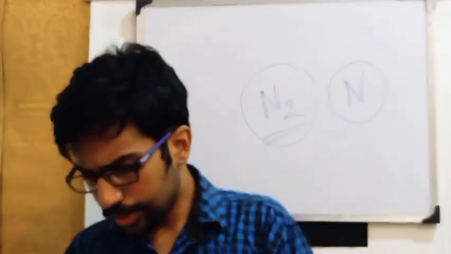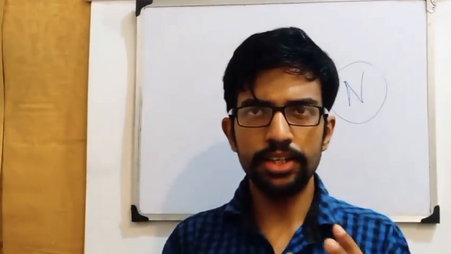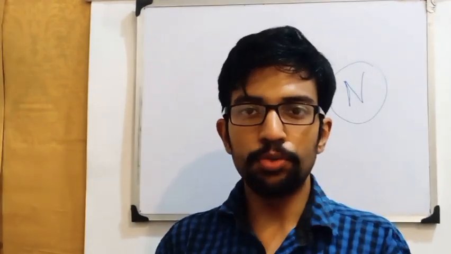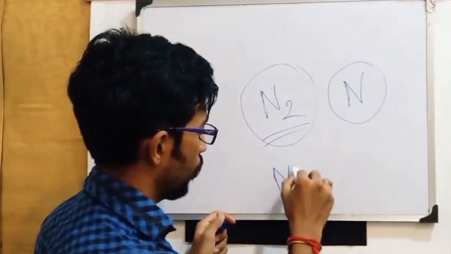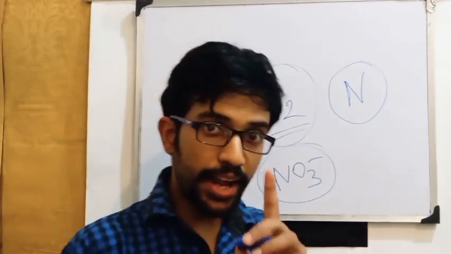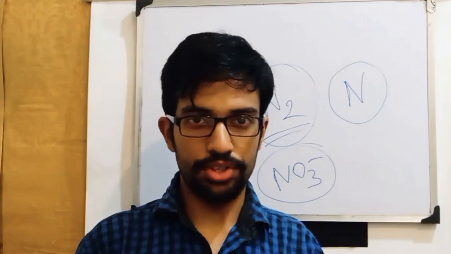And it is very interesting that plants cannot take nitrogen directly from the air. Okay, they can use only nitrates. Nitrates means this form of nitrogen. This is the nitrate form of nitrogen, and plants can use this nitrate form only, not the N2.